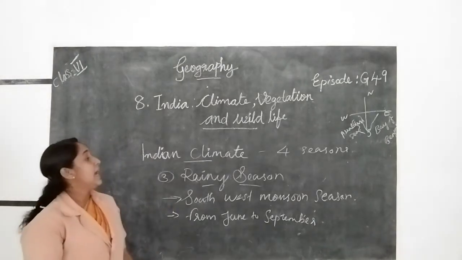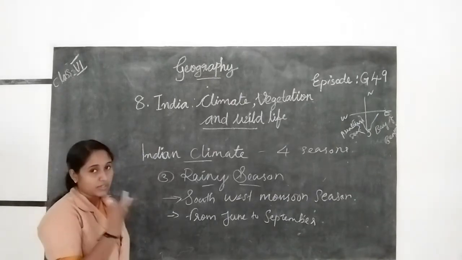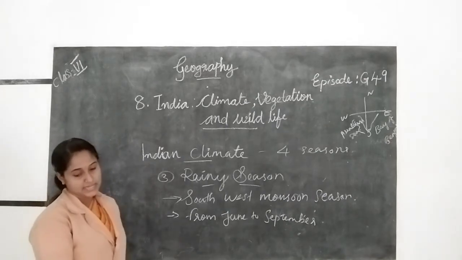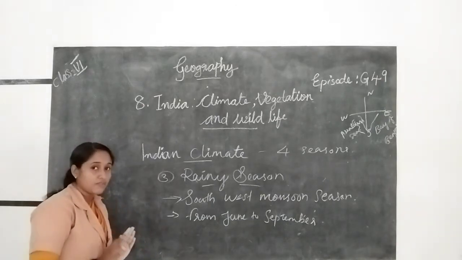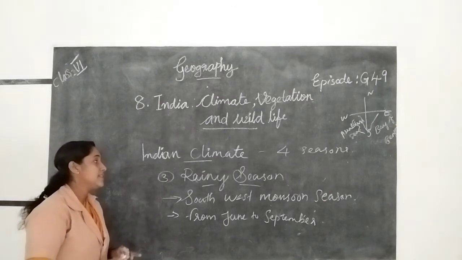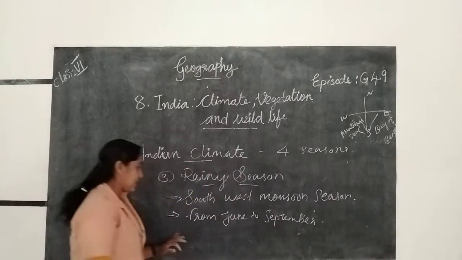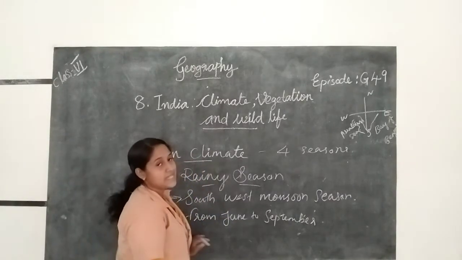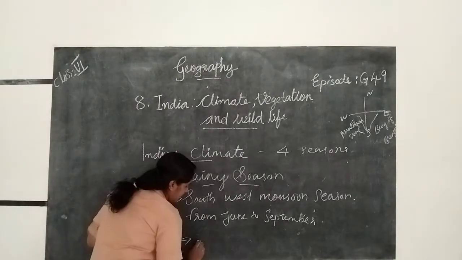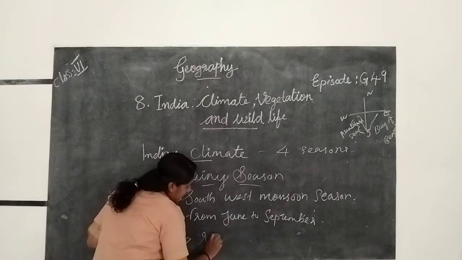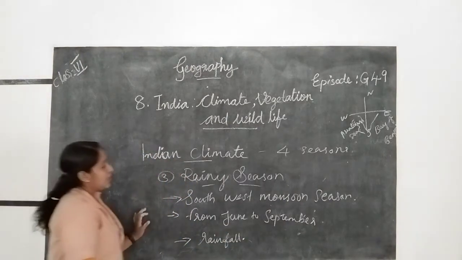Because of the blocking of this wind by the mountains, rainfall is created in this region. So that season is known as the rainy season or southwest monsoon season. The season is from June to September. During this season we get heavy rainfall, and because of that we call it the rainy season.